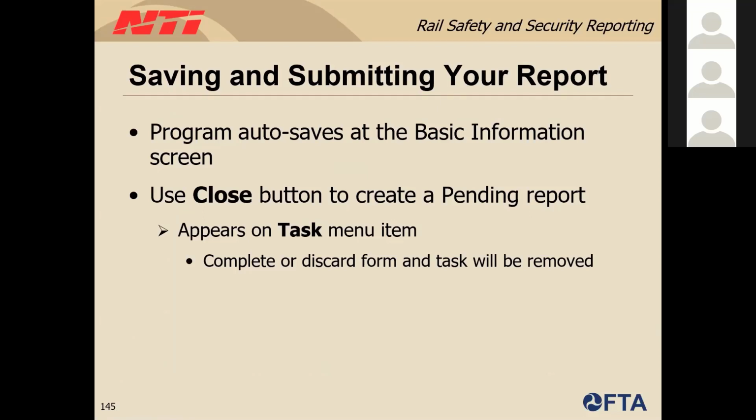When you are ready to complete the report, please click on the task menu option and you will see a listing of each task. Major event report tasks will appear with the SNS 40 in the title. Just click on the task and the system will return you to the screen you were on when you closed the report. Complete the report and save and submit, or if you no longer need the report, you can choose to delete it instead.